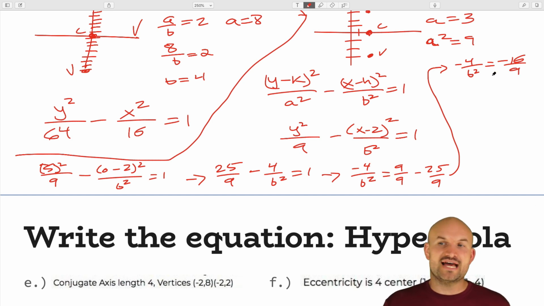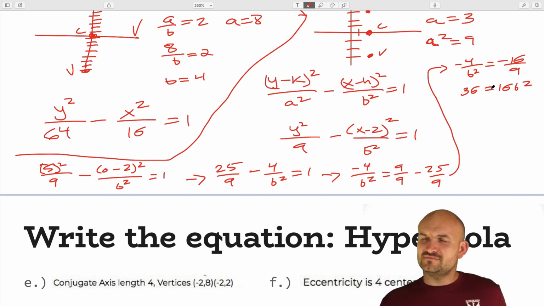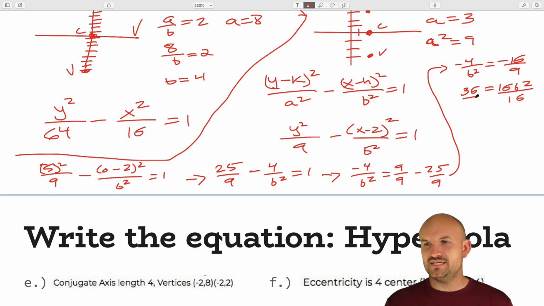And then obviously now you can do a little cross multiplication or just multiply out. We're getting a little low on space here. So I'll just do 36 equals 16 b squared. So 36 over 16, so divide by 16, and then that can go ahead and reduce. 4 can divide into there. That's going to be 9/4.